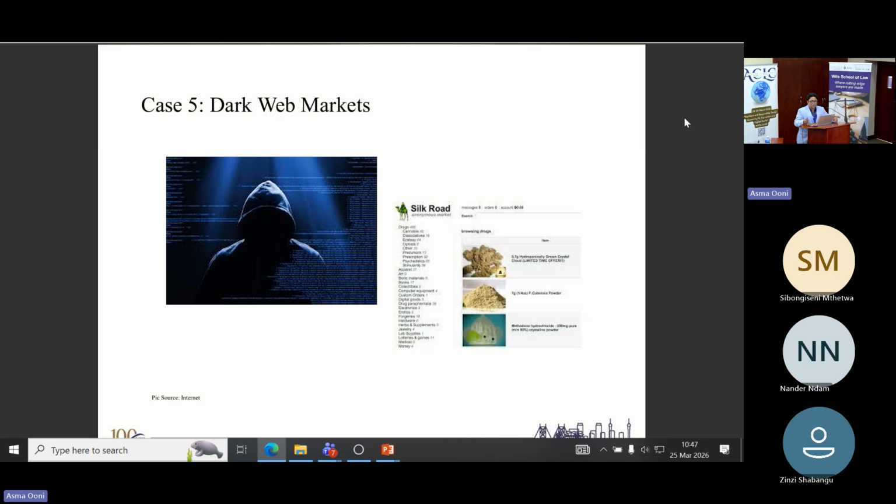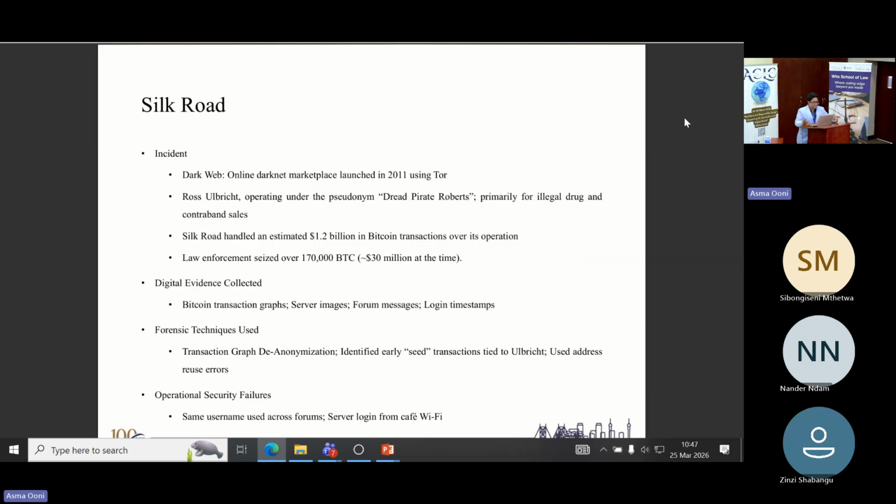Silk Road was very famous, and it operated on the dark web. Basically, it was used for illegal drugs and other kinds of illegal activities that they used to promote there. It was launched online in 2011 using Tor. Tor is a network provider that hides your IP and everything. But again, this is a technology, so don't believe that it can always hide your IP address. It is always traceable.